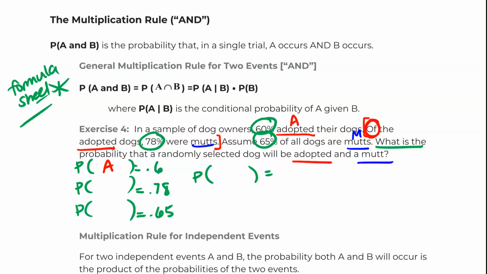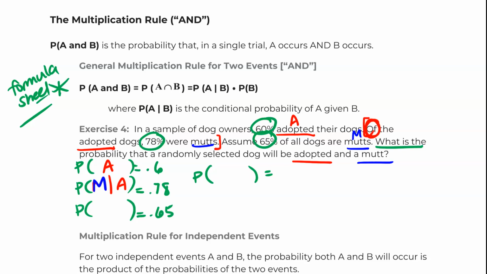Hopefully you saw the subtle keyword of "of." Of means we're doing a given, right? There's a line there. And whatever comes after the line is the thing we know. So of adopted dogs. So if we had all the adopted dogs, it's very likely that this dog is a mutt. Oops, I wanted to use my blue.